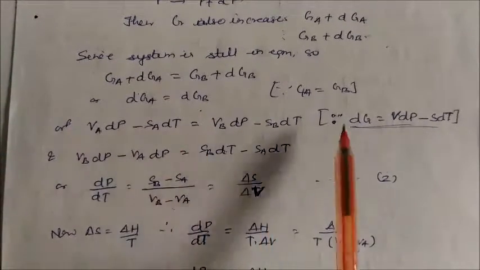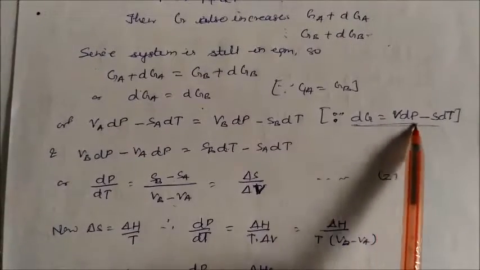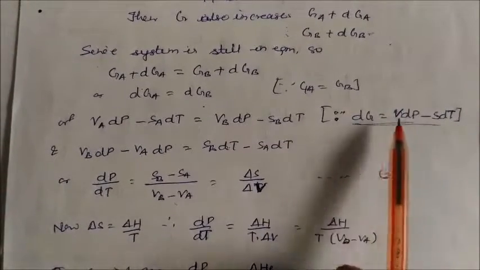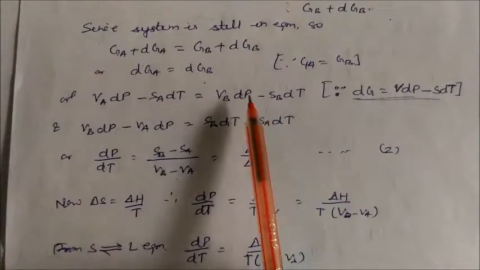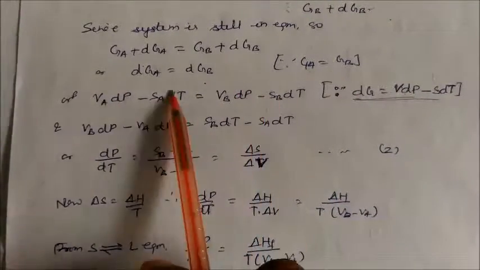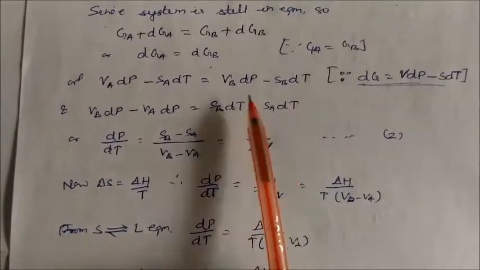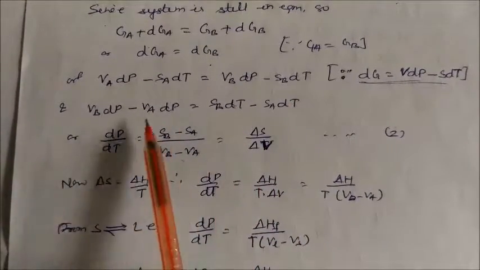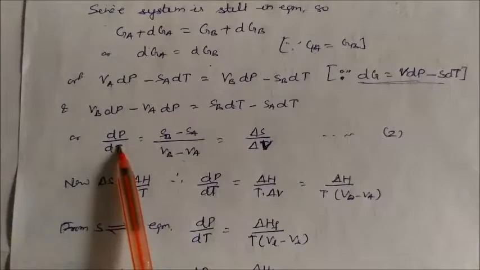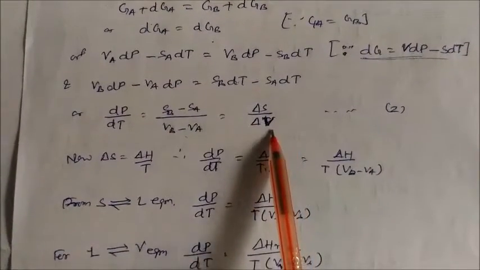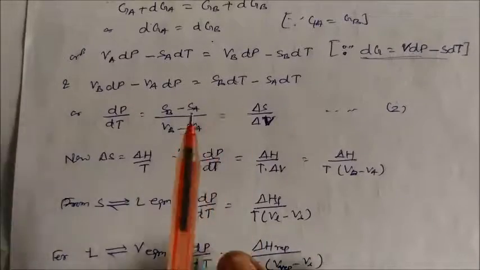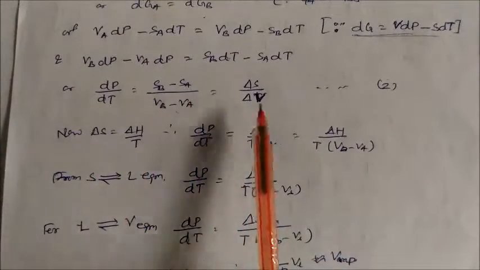This we already derived from the equation dG equals V dP minus S dT. So instead of this equation we are writing it in A and B format. Now take this A value to this side and this value to this side, and we will get this equation. Again, on dividing by dT, dP by dT, you will get this equation, which is nothing but delta S by delta V. So carefully see it, you will get this equation definitely. So this is equation number 2.